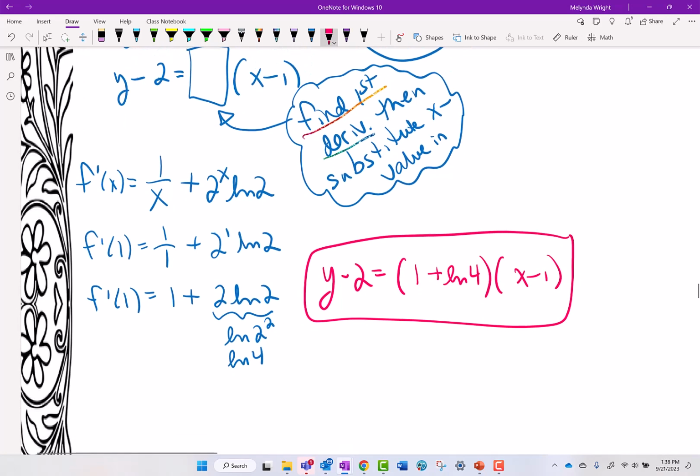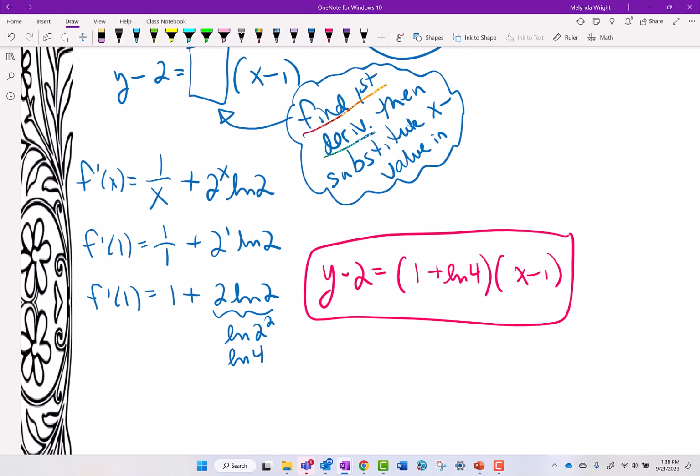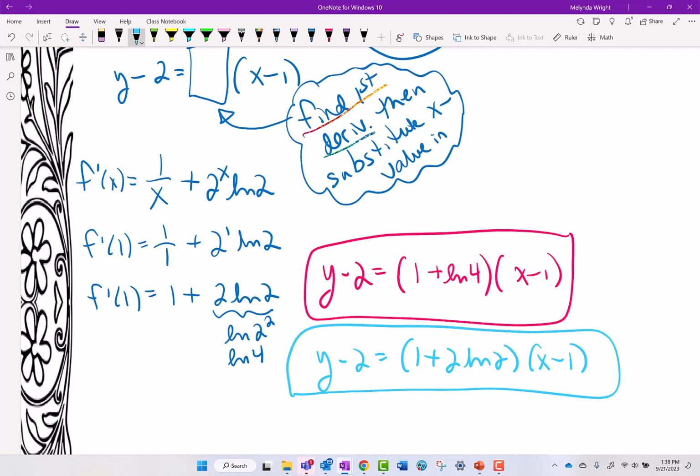The other way to have written it is y minus 2 equals 1 plus 2 ln 2 times x minus 1. Either of those is perfectly fine with me. Do you still leave the constant on the left or leave it over? This one right here, so the minus 2. Oh, no, you can move it over. That's perfectly fine. You can do y equals if you want. Y equals 2 plus all that mess. Yeah. All right, is everybody okay?